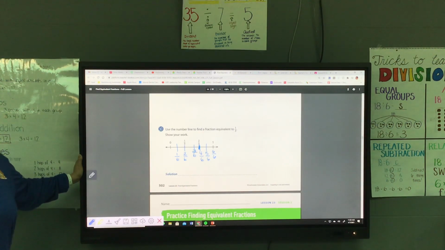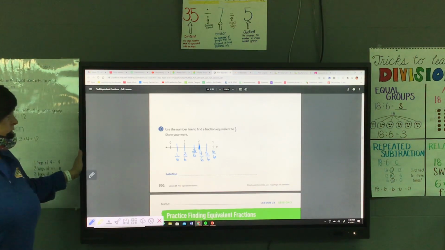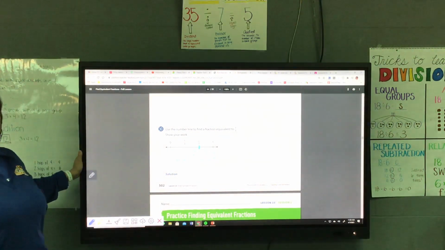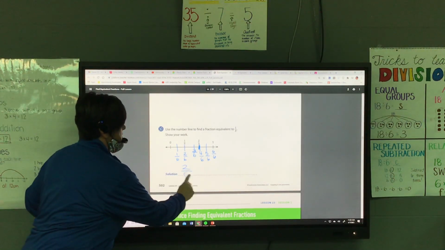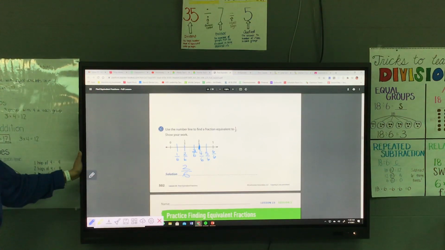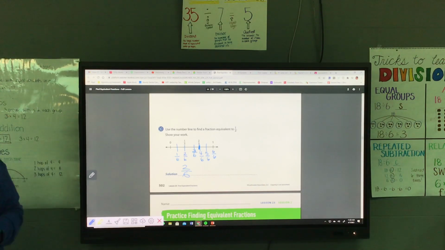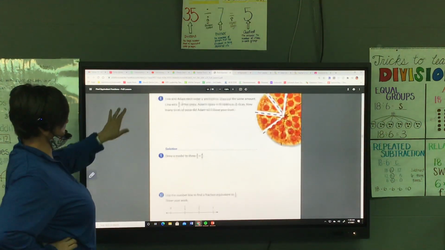What fraction is equivalent to 1/3? On our number line that we just created, what fraction is equivalent to 1/3? Reese? 3. No. Find 1/3 on that number line. And what's right underneath it, Reese? 2/6. Okay. All right. Ooh, we need to do some talking about above stuff. We got some issues here.